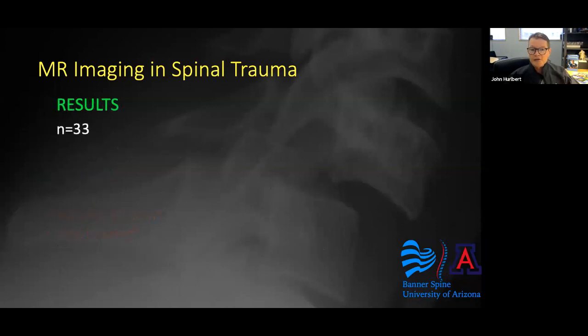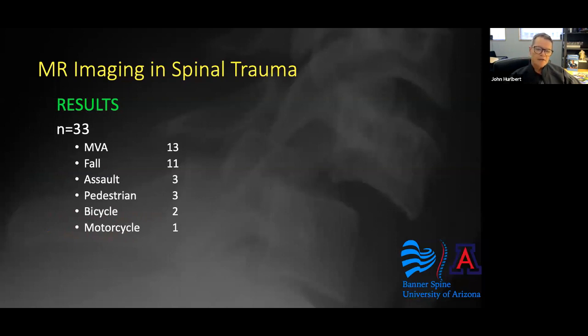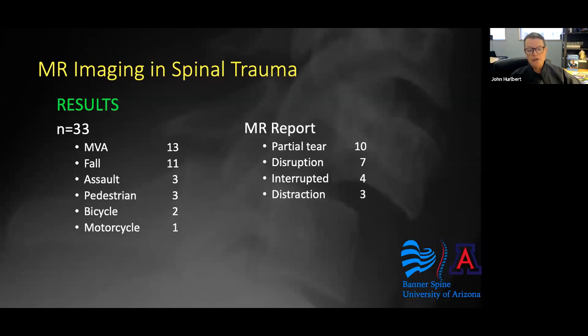We got 33 patients over 2 years that met these strict inclusion criteria. 13 of them had motor vehicle accidents, 11 had falls, 3 were assaulted, 3 were pedestrian accidents hit by motor vehicles, and 2 were bicycle accidents. 1 was a motorcycle accident. On the MRI report, the verbiage that was used was partial tear in 10 of the patients, disruption in 7, interrupted in 4, distraction in 3, attenuation in 1, and strain in 1.